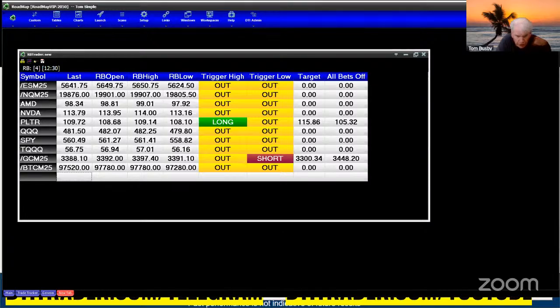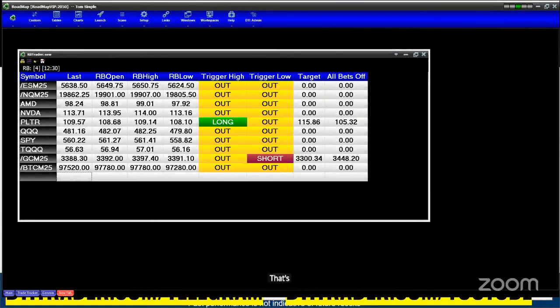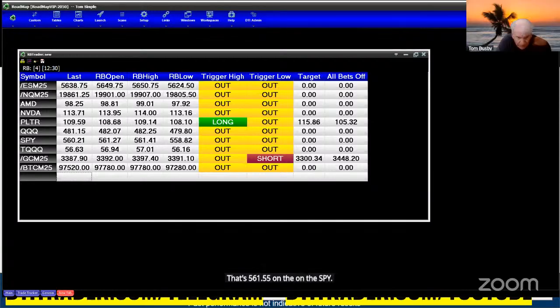Okay, QQQ, you need to set an alert there at 482.55 on the QQQ. The SPY at 581.55. TQQ, 57.11. That's 561.55 on the SPY. Right. Yeah, 561.55. Okay. TQQ set it at 57.11.